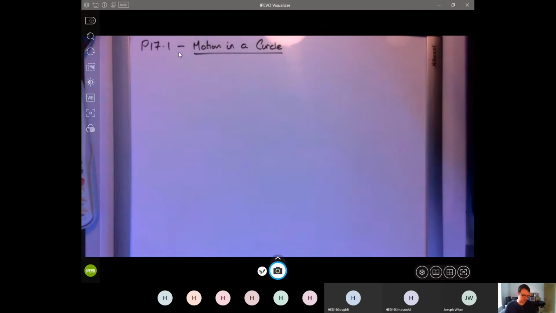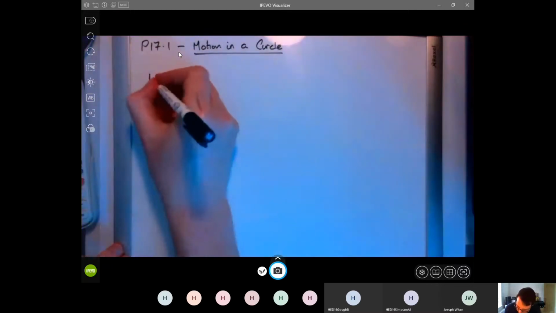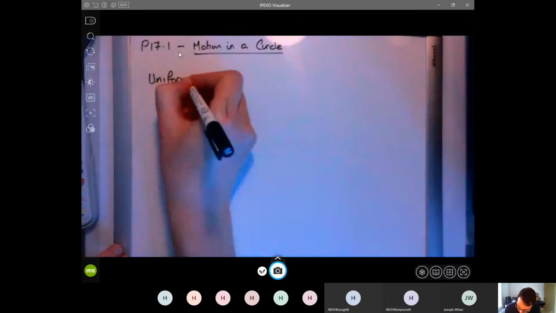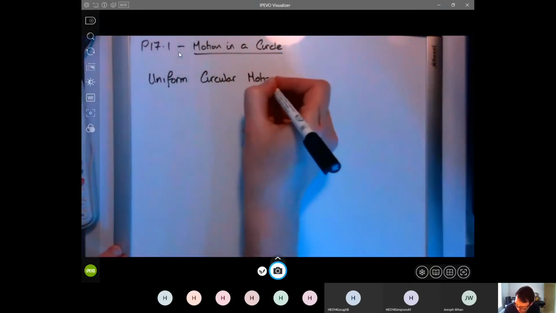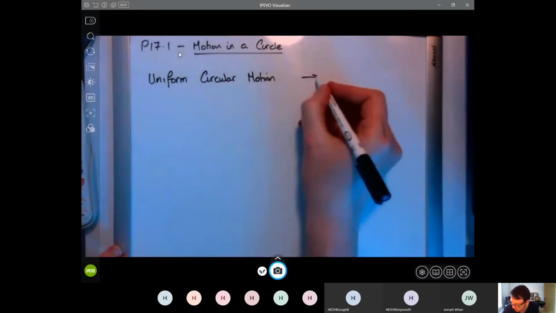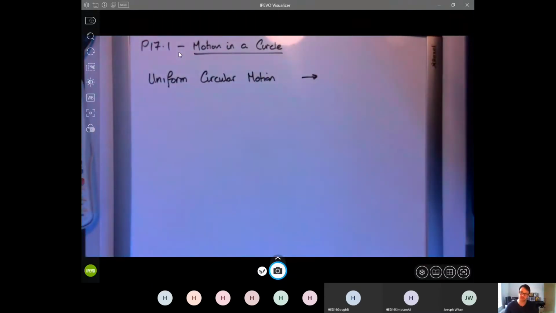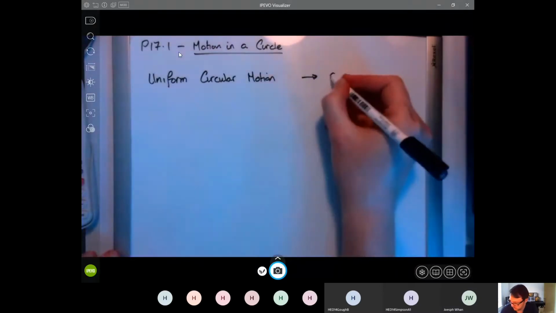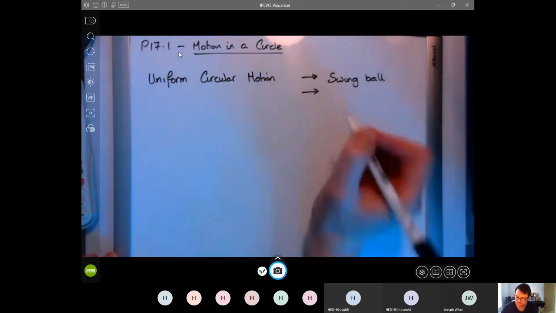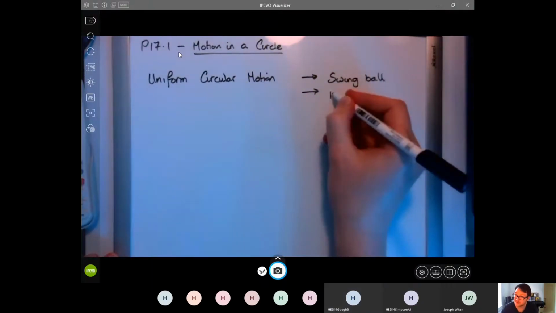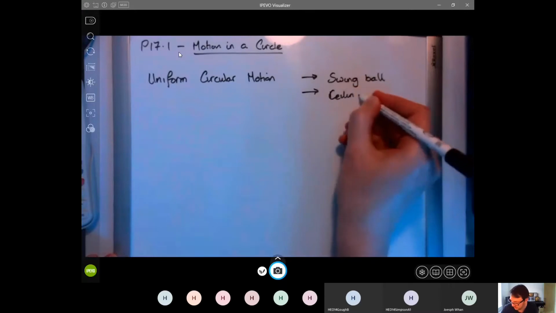I wonder if anyone can give me some suggestions about what moves in a circle. What has what we would call uniform circular motion? Have we got any examples of things that are going to have uniform circular motion? A swing ball at a constant height. Yeah, I'll let you have that one. Try and think of simpler ones. I'll give you an easy one. Ceiling fan. Oh, that's a good one. I hadn't thought of that one.